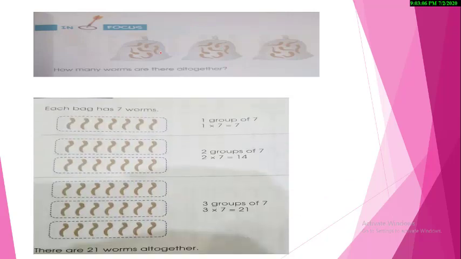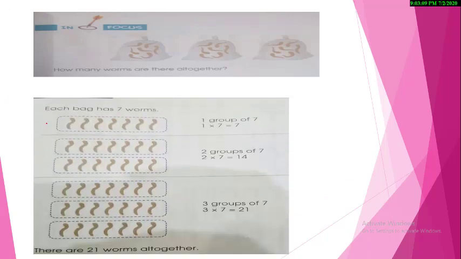So what you can do, you are not babies anymore, you are grown-up kids. You start knowing about the multiplication. So you know that each bag has 7 and there are 3 groups. 1 group, 2 groups, 3 groups. So what will be your answer? 7 threes are. Yes. So let's have a look.